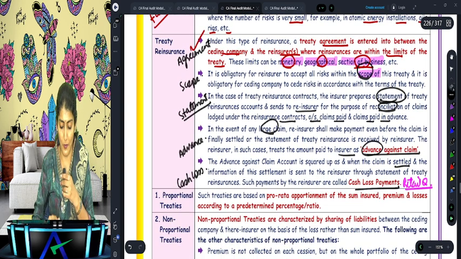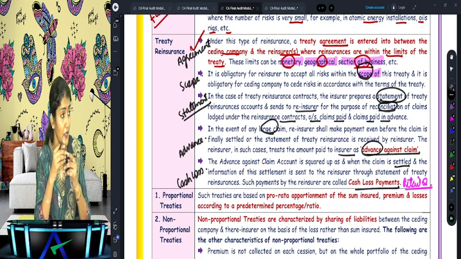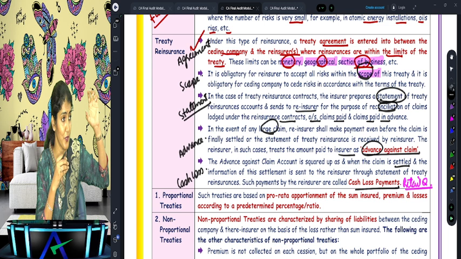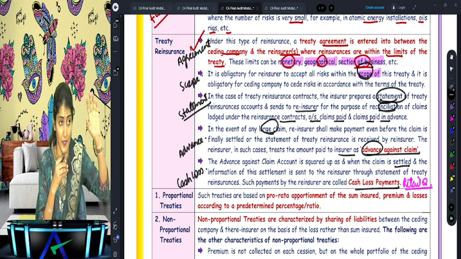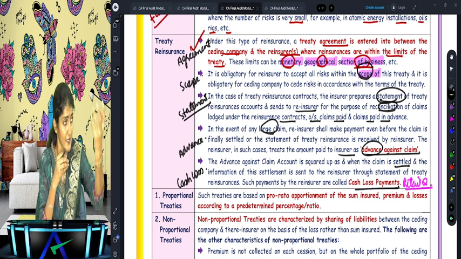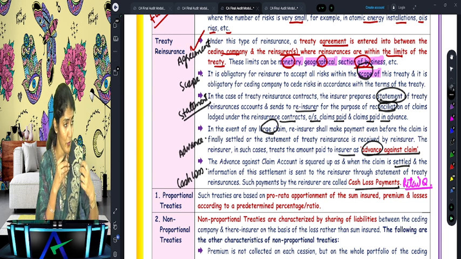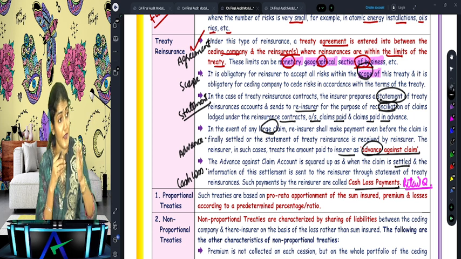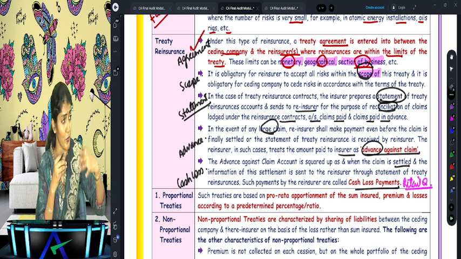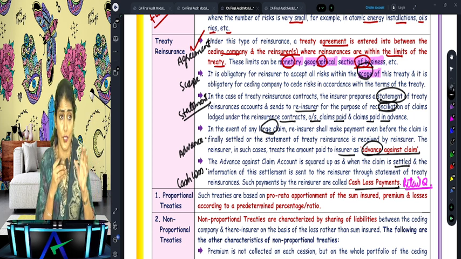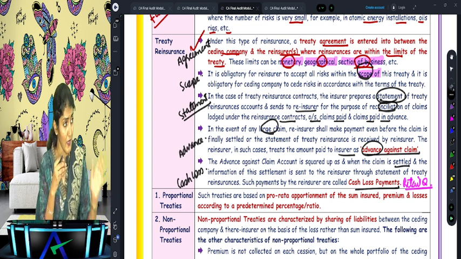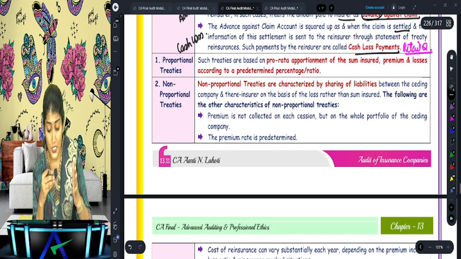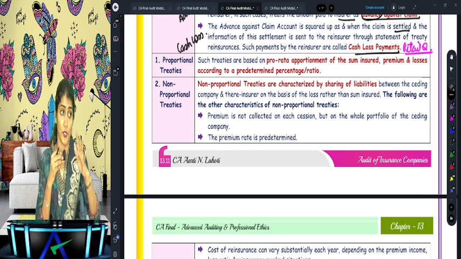Okay, so does everybody understand treaty reinsurance? There is an agreement. So first you need to determine the scope of the treaty. Then based on that you need to send the statement. Then the reconciliation would be done. Then in the large claims, the advance payment of the claim could also be done. And when the claim is actually settled, the balance amount could be paid, which is also called the cash loss payment. Is it clear for everyone? Right. Then you have the proportional treaty and the non-proportional treaty.